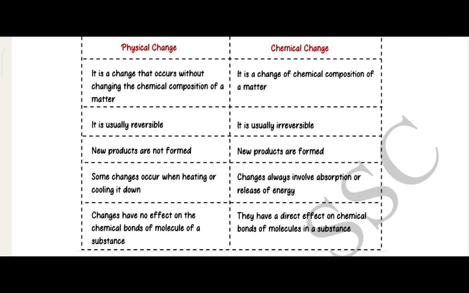Chemical change. It is a change of the chemical composition of a matter. It is usually irreversible. New products are formed. Changes always involve absorption or a release of energy. They have a direct effect on chemical bonds or molecules in a substance.